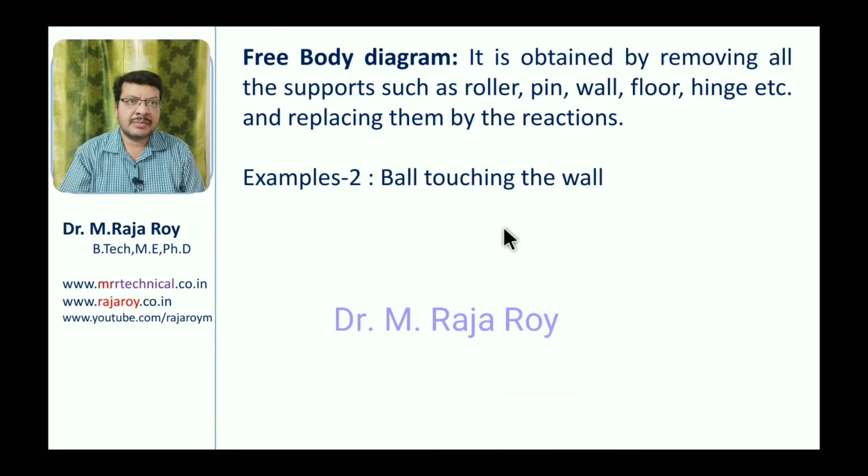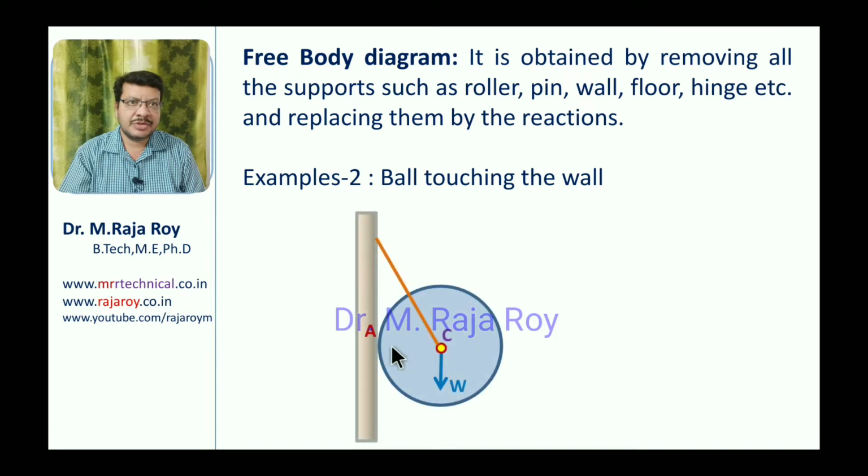And one more example is a ball touching the wall. If you observe this particular case, this is the wall, this is the ball. This is suspended with the help of this string and it is touching somewhere here. That means here you will get a reaction in the normal direction like this. Normal direction here means perpendicular to the wall. And this particular string will get some tension. The tension also you have to represent in the free body diagram like this. So this is the tension, this is the reaction at the wall, and you have to remove all the supports. This is the free body diagram.